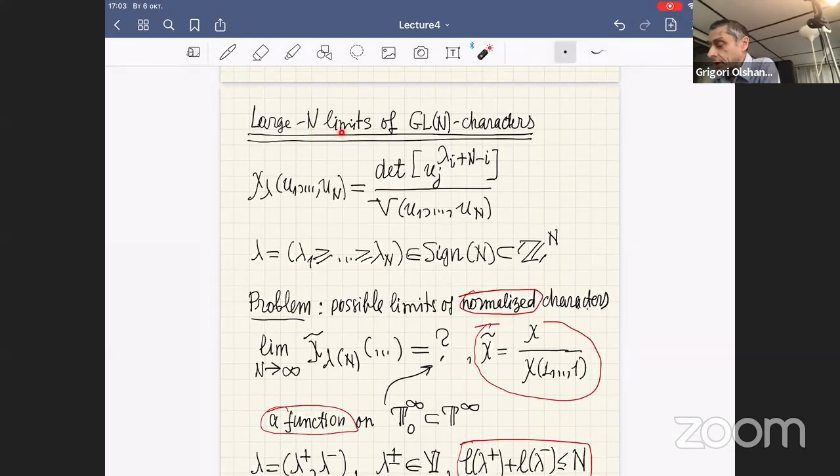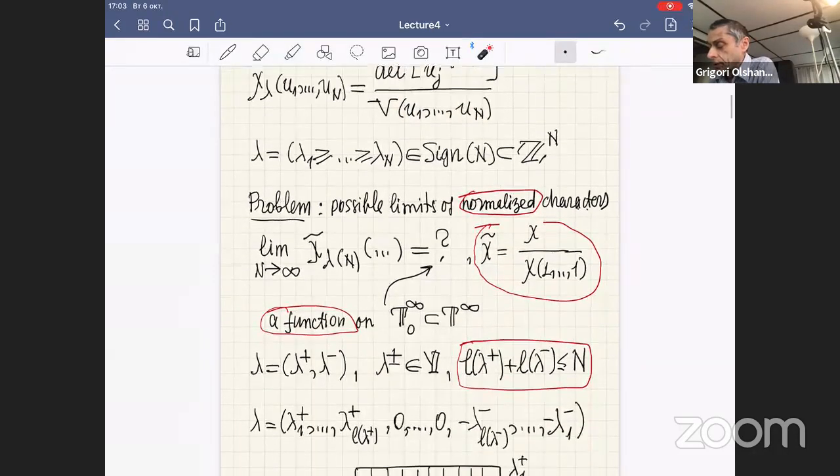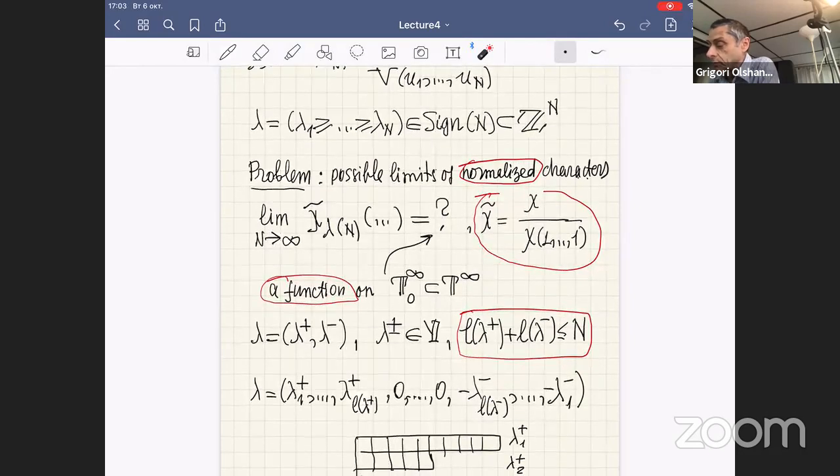So this is large n limits of GL(N) characters, I mean irreducible characters. So I recall the definition. Here the index lambda is a signature, and the irreducible character is given by this Schur type formula. And the problem that we will discuss and finish today is to find all possible limits of normalized irreducible characters. So normalized characters are denoted by tilde, and the definition is here.